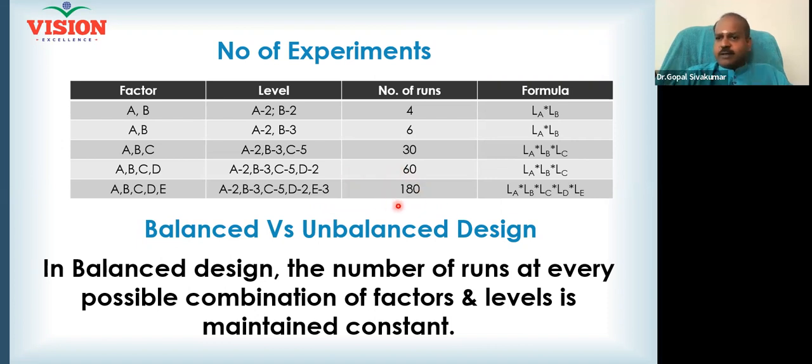If you conduct all 180 experiments, your design is called full factorial design. You conduct only half of it, your design is called half factorial design. You conduct only a small portion of it, your design is called partial factorial design. Taguchi design is actually a partial factorial design. Right? And now you also need to understand balanced design and unbalanced design. Balanced design means the number of runs at every possible combination of factors and levels is maintained constant.